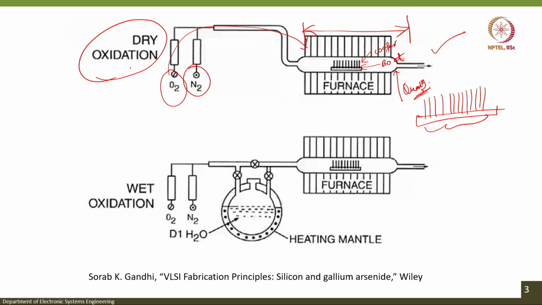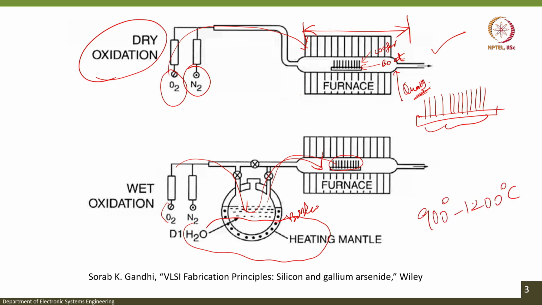Now, what is wet oxidation? Now, you need hydrogen. There is a bubbler here. Oxygen enters and creates water vapor, which is sent inside this chamber, and then this water vapor reacts with the silicon and forms the oxide, and of course, the story is going to be the same. The temperature is around 900 to 1200 degrees centigrade. Now, if you increase the temperature, the diffusion is going to be more. What that diffusion is and all those things, we will see very soon.